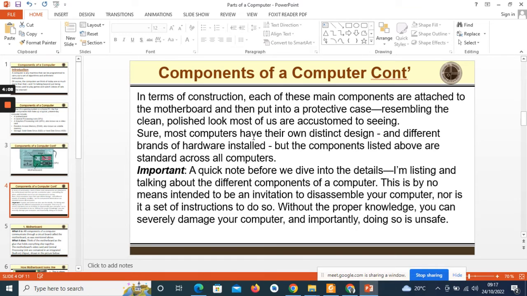I will share these notes to you. So in terms of construction, each of these main components are attached to the motherboard and then put into a protective case. So when we look at the physical computer, that is what we call the protective case, the physical hardware that you can see. Then we have got the very important hardwares that have been installed inside there. Now let us look at the motherboard.